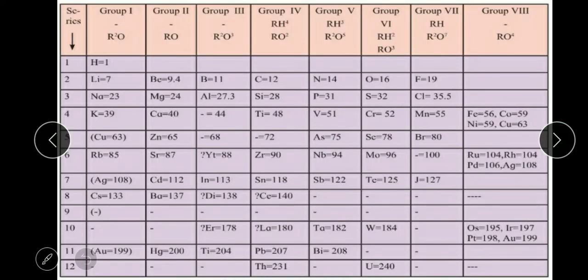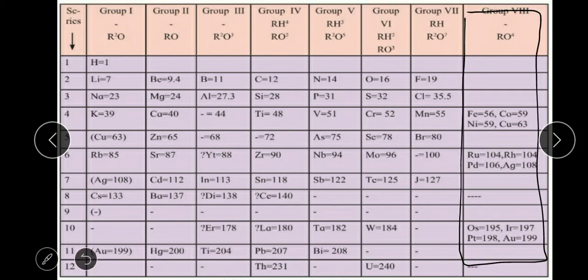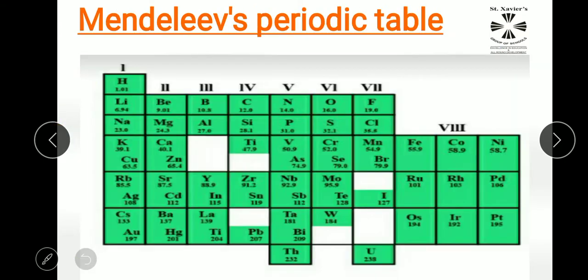Students, when you see here, you can see the eighth group. He arranged the noble gases in the zero group, students. So whatever places were empty, he kept noble gases in the zero group. So in this way here, sorry students, this is not the zero group. I'll show you where the zero group is when I show you this table.